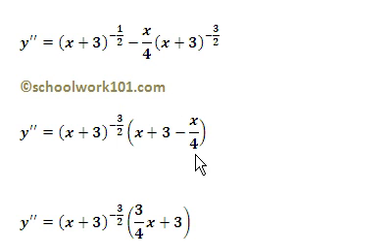Now think of it this way. If I took this x plus 3 raised to the negative 3 halves, and I multiplied it back inside, let's put parentheses around this x plus 3. So this would be to the first power. And if you said 1 plus negative 3 halves, you should get negative half. Okay, so think of it that way.